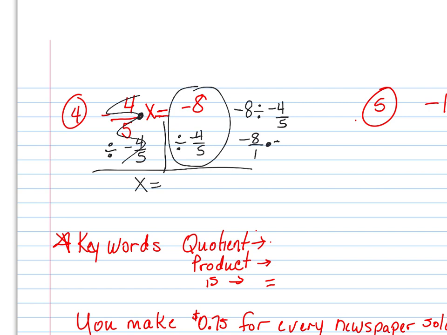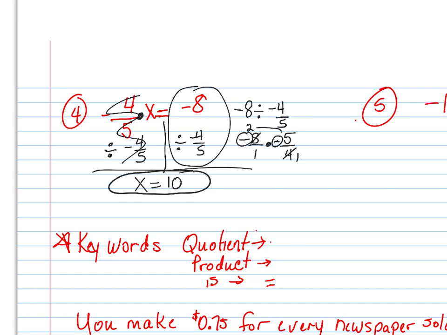So it's going to be negative 5/4. Aren't we multiplying by the reciprocal? Yep. So cancel. 4 goes into 8 2 times, right? Negative times a negative. 2 times 5. 10.